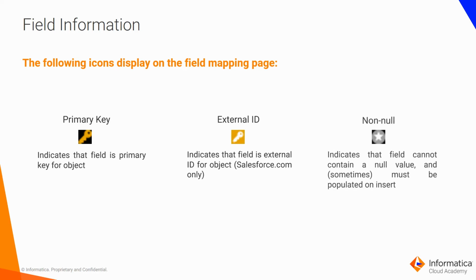The white star in the gray circle indicates that a field cannot contain null values. And in most cases, this means that the field may be mapped for insert. You should note that sometimes fields marked with this icon are fields that are automatically populated by Salesforce. So it's just something to be aware of.